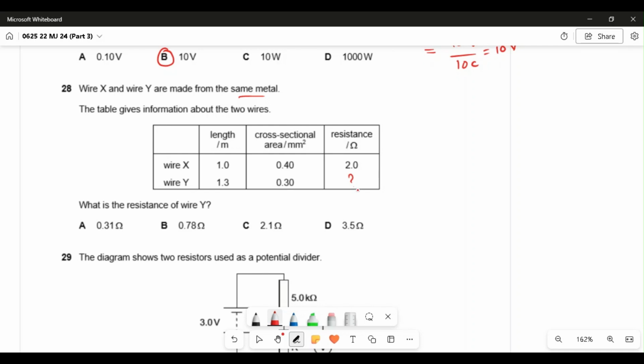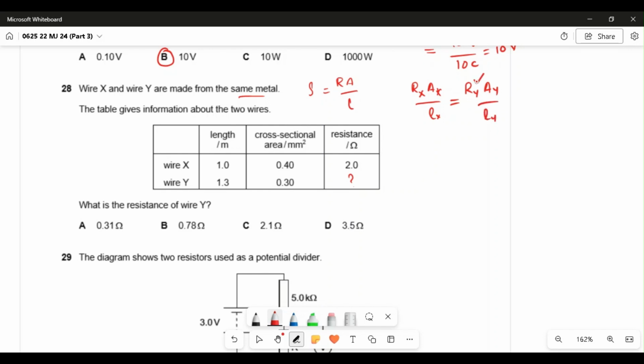We know that the material is the same, it means the resistivity is the same, and resistivity is resistance times cross-sectional area over length. So for one material, resistance of the first wire, cross-sectional area of wire X, Rx Ax over Lx will be equal to Ry Ay over Ly.